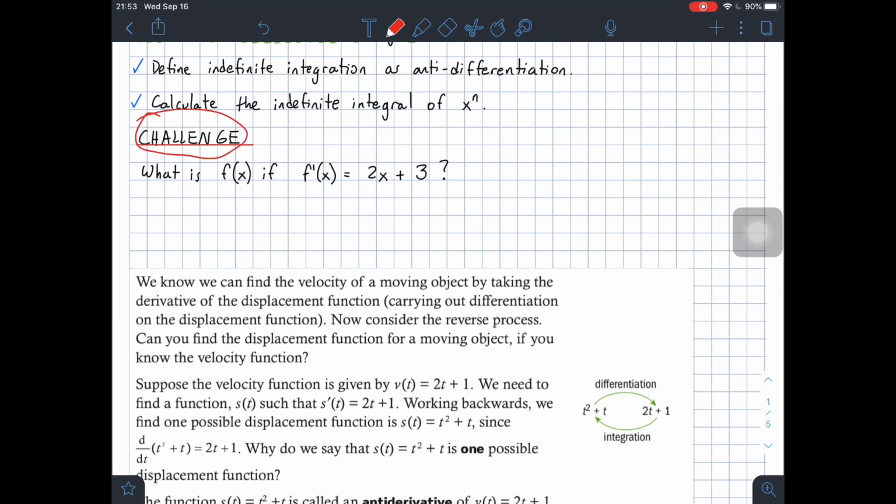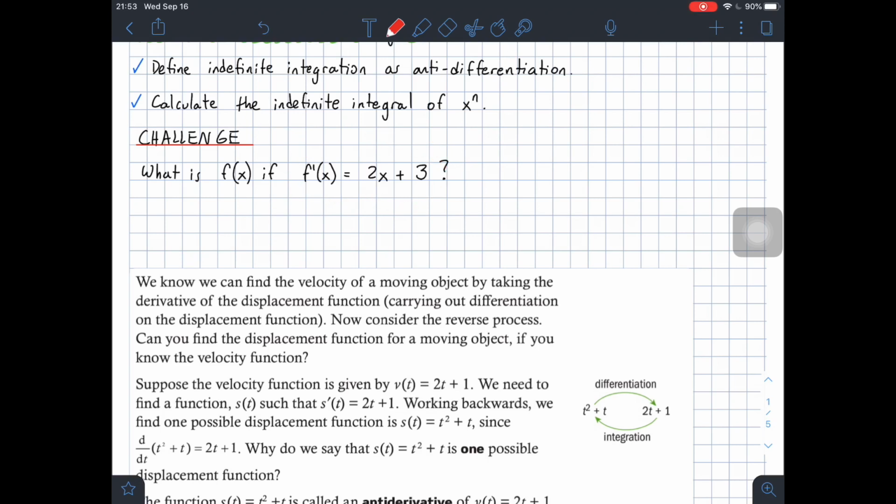Let's start by doing this challenge. It says, what is f of x if f prime of x is 2x plus 3? So now we're trying to think the other way around from what we were thinking previously, right? Normally we would have f of x and we would find f prime of x by applying any of the derivative rules, right? But what will happen if I have the opposite situation? I have f prime of x and now I want to find the original function f of x. Try to think what the original function should be in order to obtain this expression as the derivative, okay?